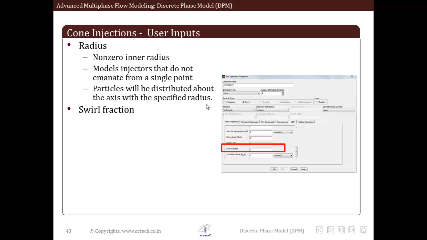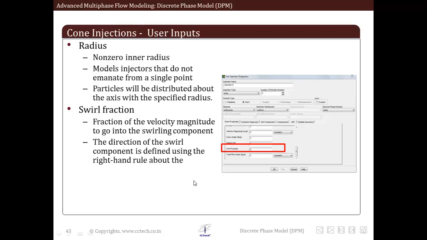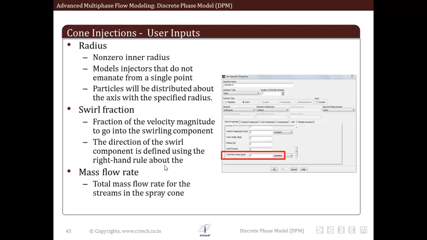We also input swirl fraction. This is the fraction of the velocity magnitude to go into swirling component. Depending upon the swirl fraction, the amount of velocity that we have specified here will go into swirling component. The direction of the swirl component is defined by using the right hand rule. Next input is the mass flow rate. The total mass flow rate for the streams in the spray cone is input here.